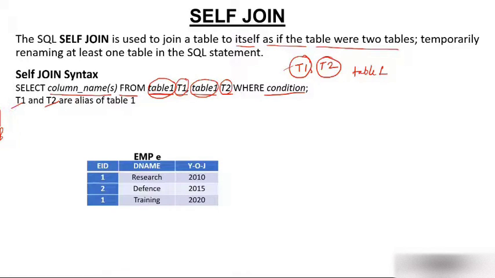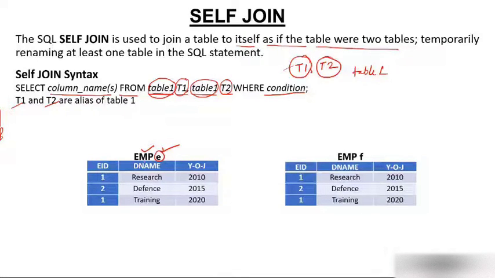Let's see. We have a table known as emp table, and we have created an alias. This means now this emp table is represented by E, having three columns: employee ID, department name, and year of joining. Then we have another table, emp, the same table, and I have created an alias F. So now emp has two images, one is E and one is F, and both have the same columns: employee ID, department name, and year of joining.